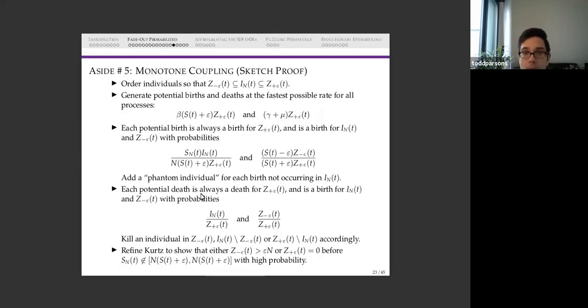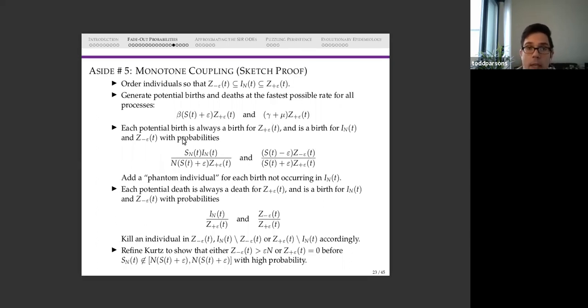Just to illustrate how one actually constructs those processes, essentially I generate potential births and potential deaths at the fastest possible rate. The fastest possible birth rate was the maximal birth rate in the upper process. I generate this in the largest process, so the most individuals times the fastest rate gives me the fastest possible production of new births. Similarly, I have the rate of death, and I take the largest number of individuals of all three processes and generate events at this rate, call them death events.